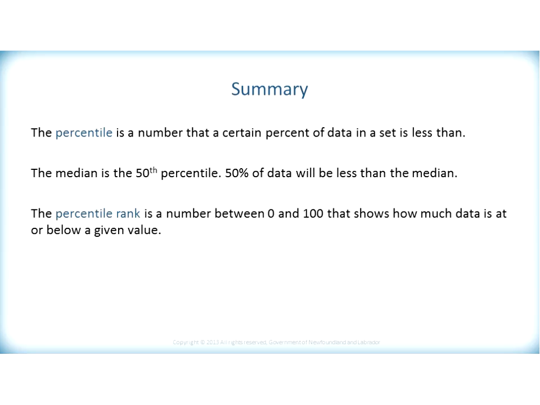Okay, so to summarize this lesson again, a percentile is a number that a certain percent of data in a set is less than. The median for any set of data is going to be the 50th percentile, because again, half of the data is less than the median value. It's either going to be the median value or less than. And a percentile rank is the number given between 0 and 100 that shows how much data is at or below a given value.